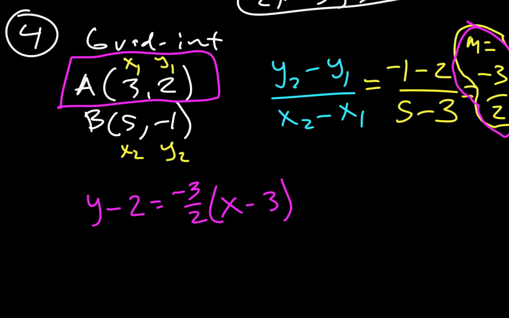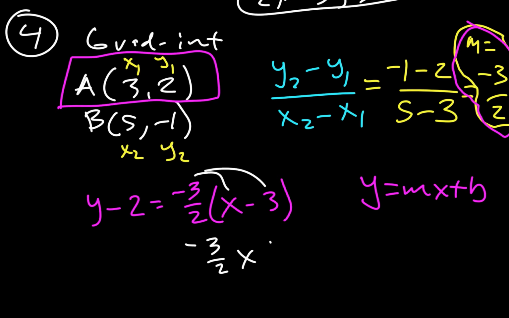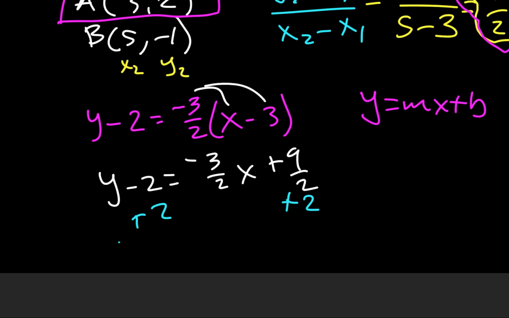Now remember, gradient intercept form, or slope intercept form, or y equals mx plus b, is what we're looking for. So eventually we need to solve for y. So what we're going to do first, we're going to distribute. So we have negative 3 halves x plus 9 halves. And from there we're going to add 2 to both sides. On this side it's pretty straightforward, it's just y, and then we have negative 3 halves x.